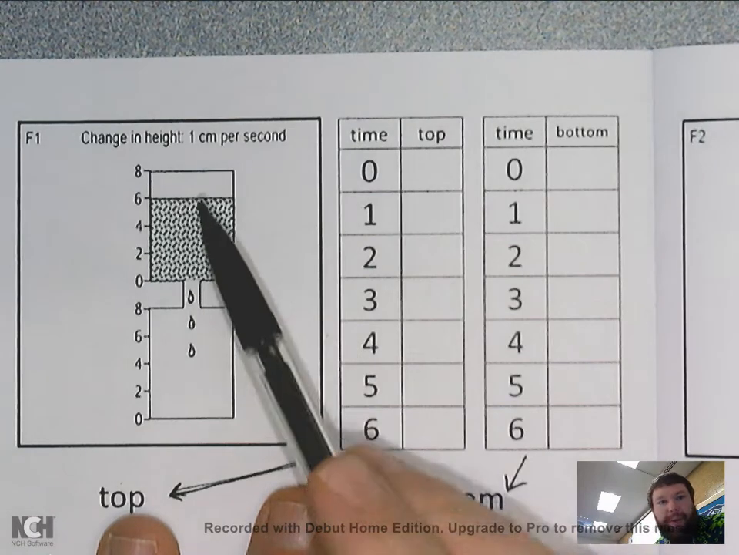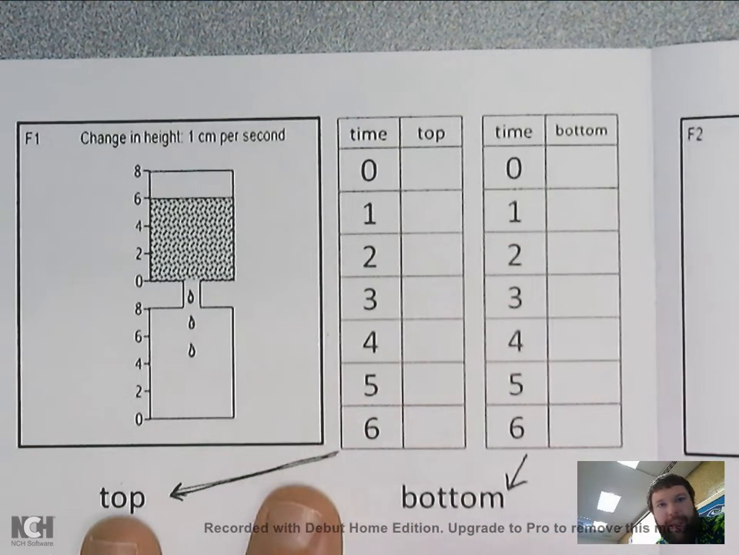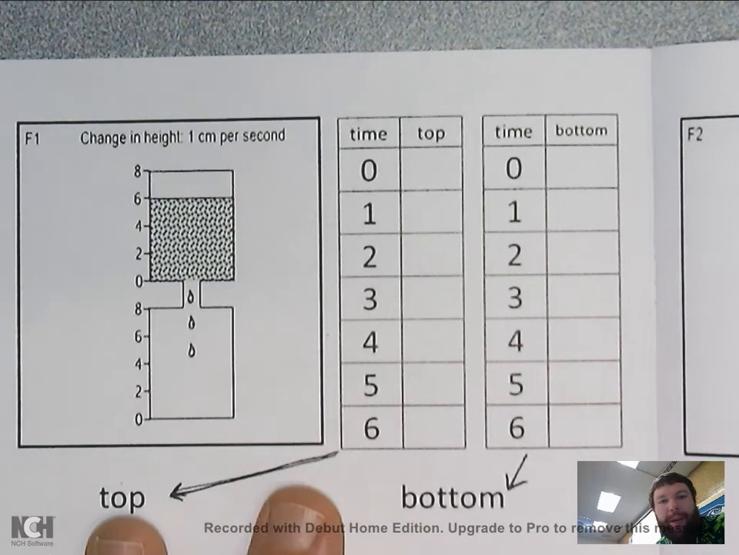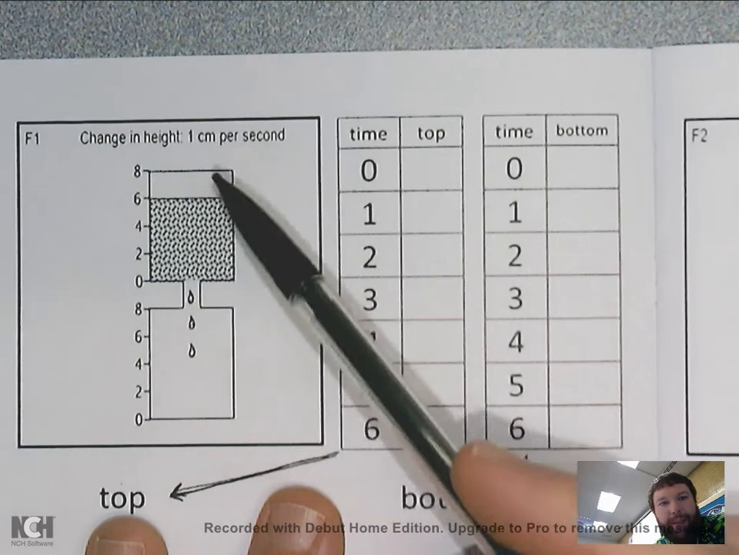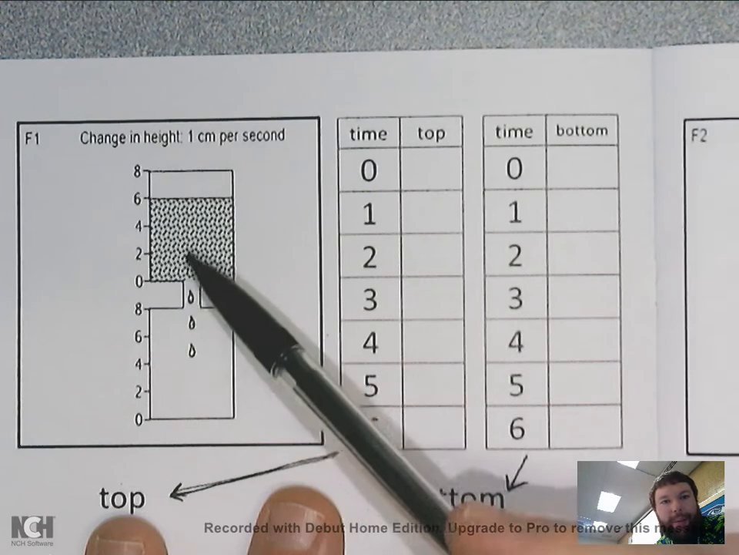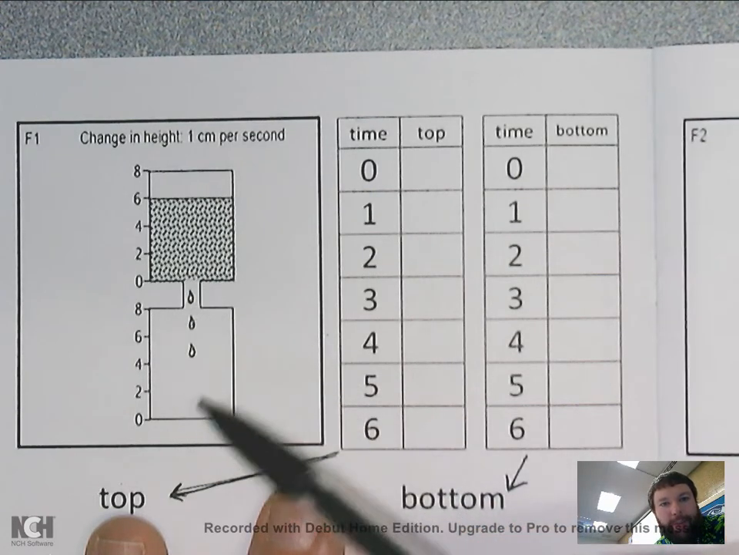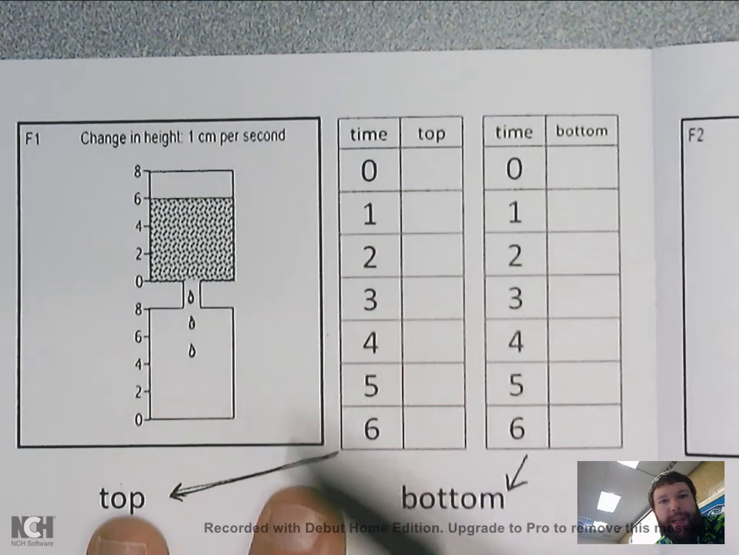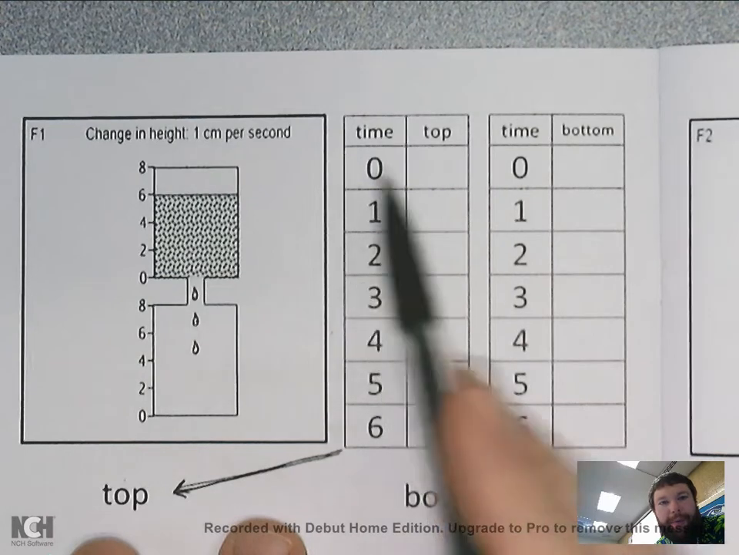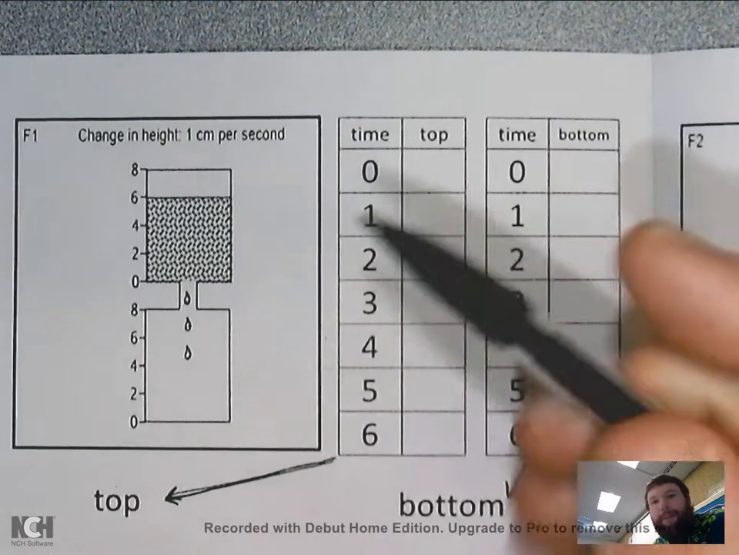I have what appears to be a water tank of some kind that's emptying into another water tank. And basically it tells me that my change in height is 1 centimeter per second. So this water tank is changing by 1 centimeter each second. It's losing 1 centimeter each second, and this water tank would be gaining 1 centimeter each second. So I have a couple of tables here. The top one represents the top tank and one represents the bottom. So I'm just going to fill in some values here.